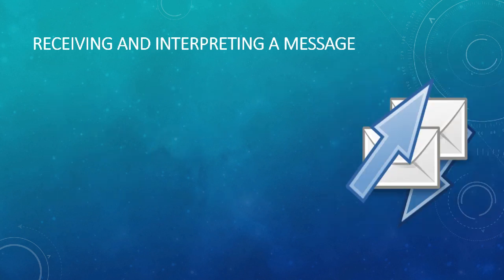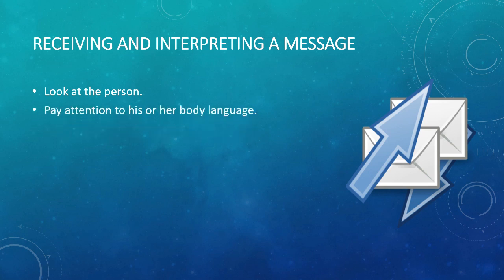Now, receiving and interpreting a message. If you are in the position of a receiver, and you're receiving information from someone else, how do you interpret it? Let's learn that now. Look at the person. If the person is available there, you have to look at the person and then pay attention to his or her body language. Body language is really important.